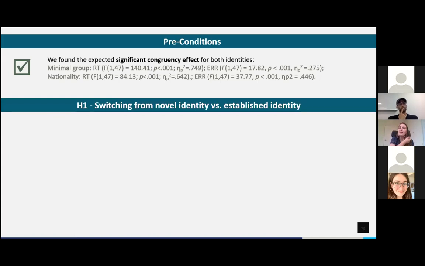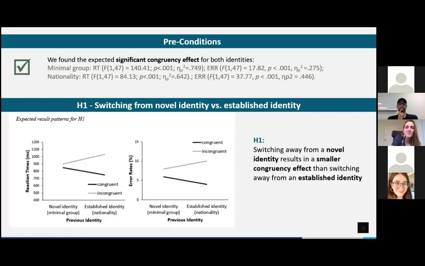We then looked at a comparison between switching from novel versus established identities. And again, I'm just going to show you the expected pattern of results first, just to make it a bit clearer. So those are, again, not our actual results. That's what we expected. We would think that switching from a novel identity would make the switch less efficient, so this would be over here on the left. So we would expect a smaller congruency effect. And switching between 2 established identities should be quite effective, similar to the first study. So we would expect this relatively large congruency effect.